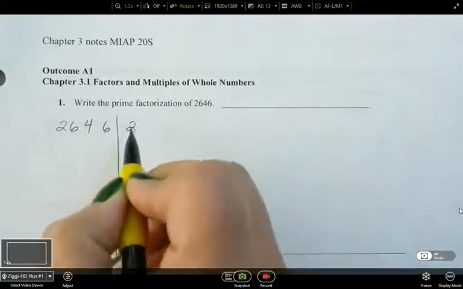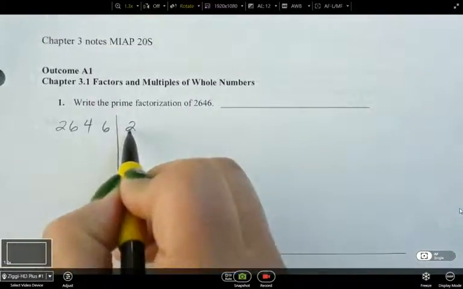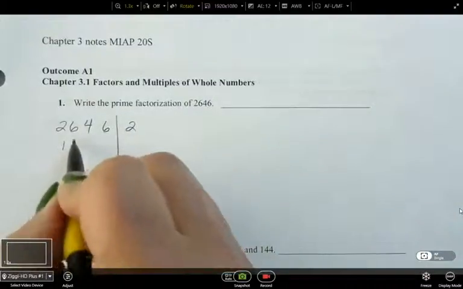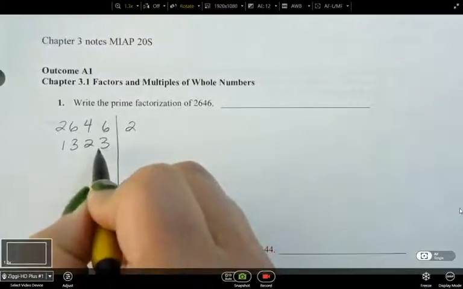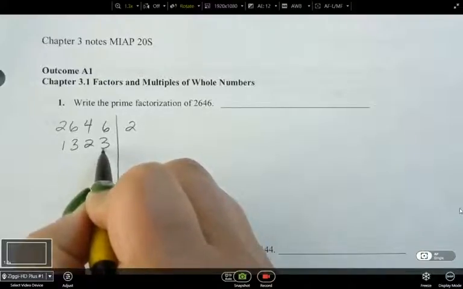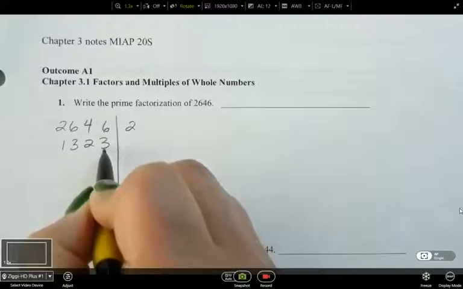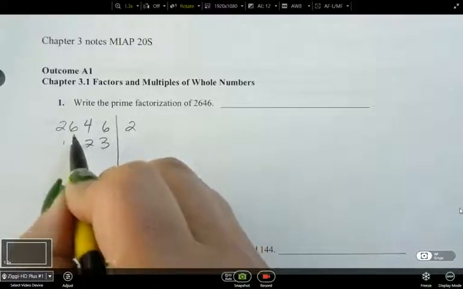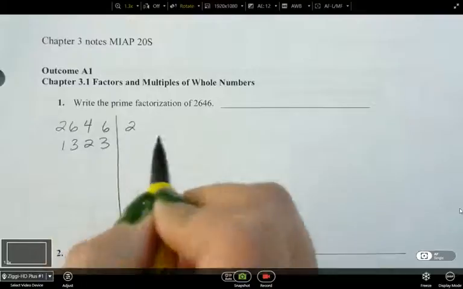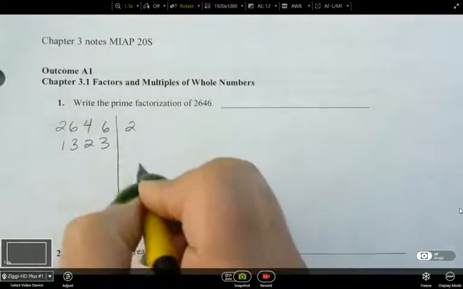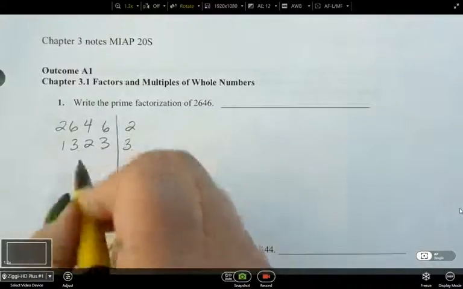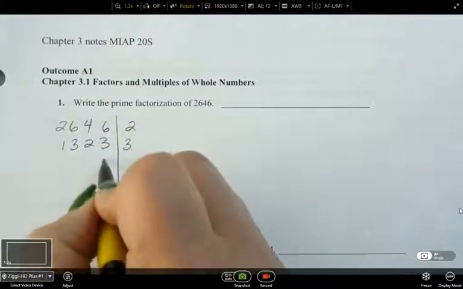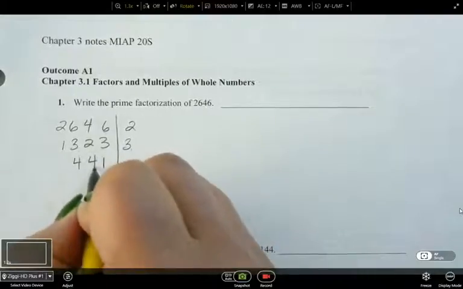So that means it must be divisible by 2. So if I go 2646 divided by 2, what am I left with? 1323. Okay. Now, this is no longer divisible by 2, is it? No. Is it divisible by 3? Check with the next prime number. How do we know? Well, 1 plus 3 plus 2 plus 3: all the digits add up to a number that's divisible by 3. So it's divisible by 3. So let's divide this by 3. What do we end up with? 441. Okay.